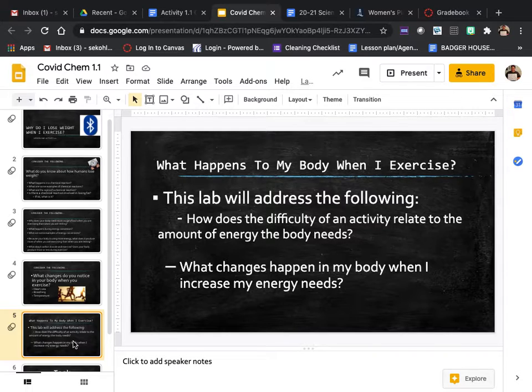In this lab, we're going to be talking about the difficulty of the activity and how that's related to the energy that your body needs. If you're doing something more difficult, let's say playing an entire basketball game versus just going for a short walk, does your body need a different amount of energy? What changes happen in your body when you increase your energy needs?